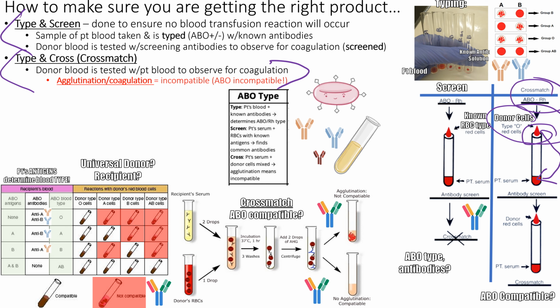So if you're like Walking Dead, post-apocalyptic, that's one way you can check as well. We can't test you, but does it clot? No? Okay. We're going to give it to you. Hopefully there's no transfusion reaction. Okay? So that is type and cross.